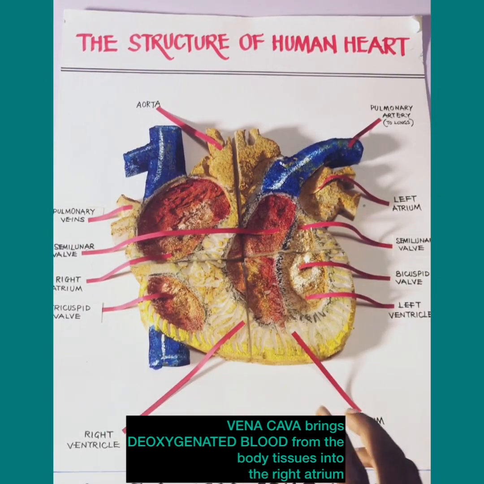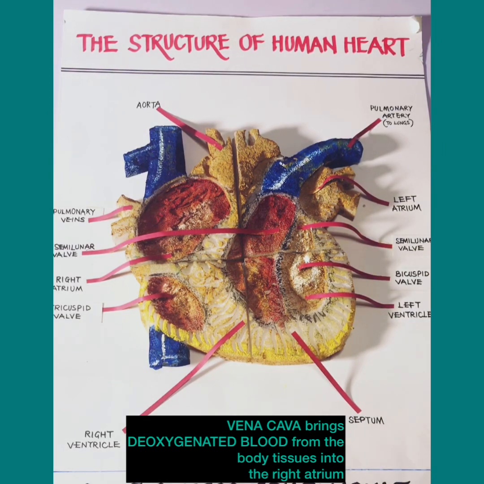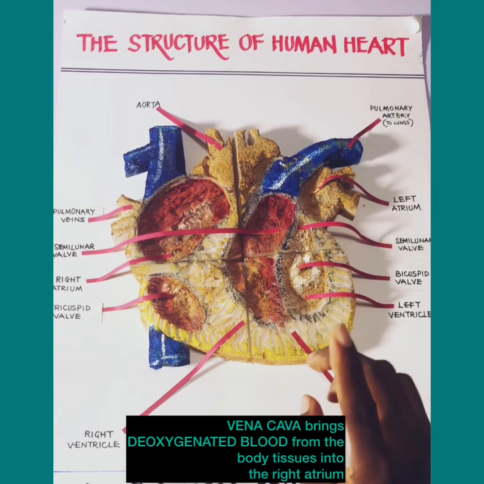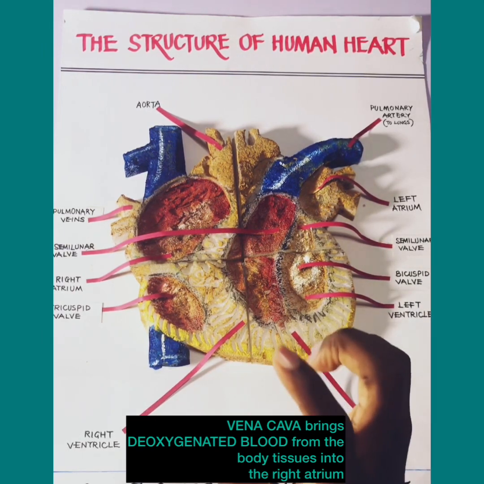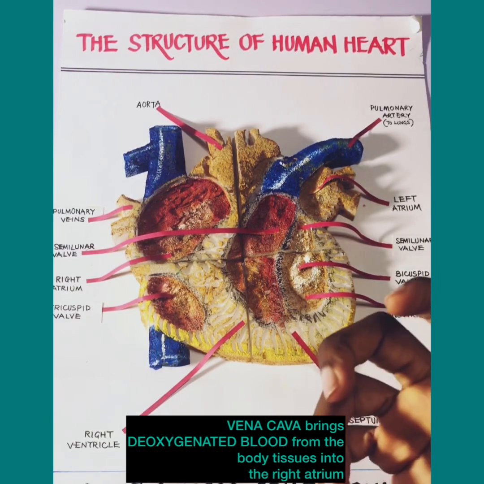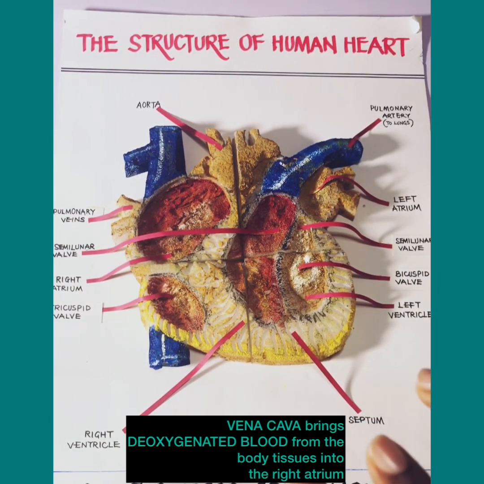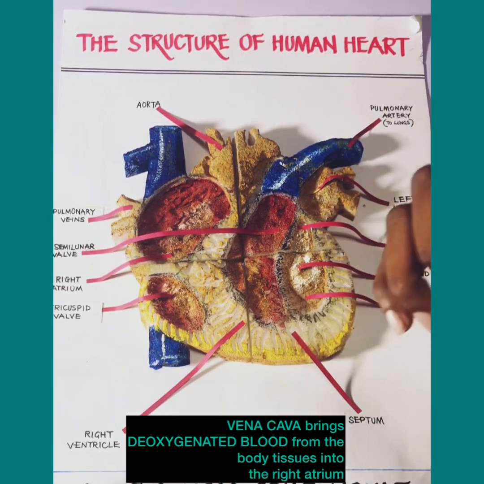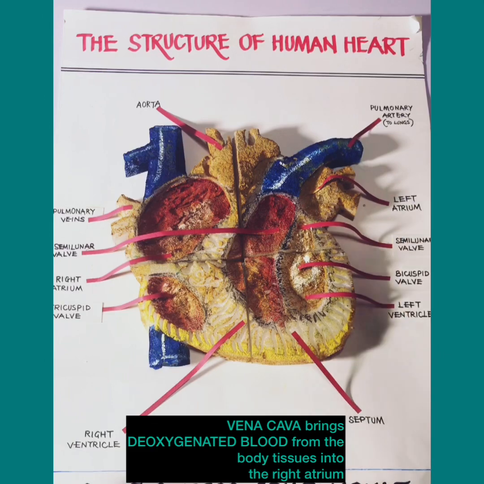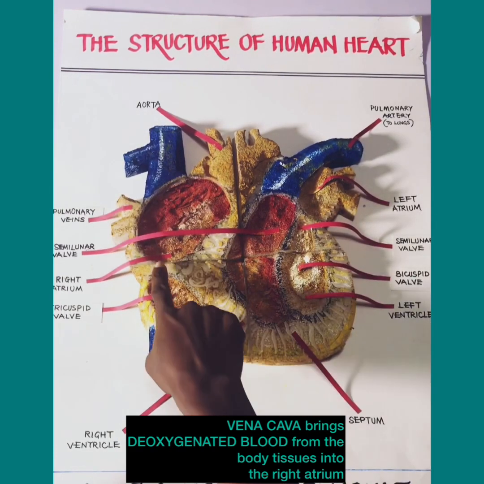So the vena cava is a very big vein. Now the vena cava is subdivided into two, though it is not showing in this diagram. One is known as the superior vena cava. The superior vena cava collects deoxygenated blood from the upper part of the human body, which is the head and the arm region. So it is bringing deoxygenated blood from that part into this right atrium.